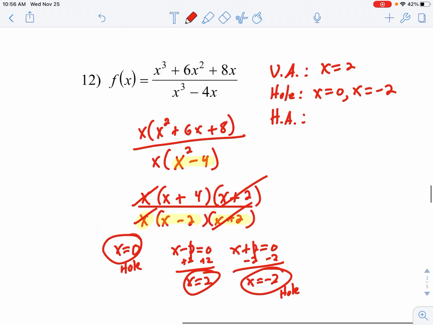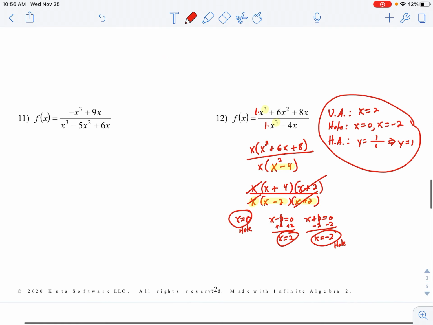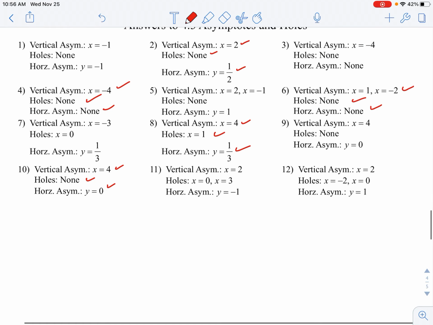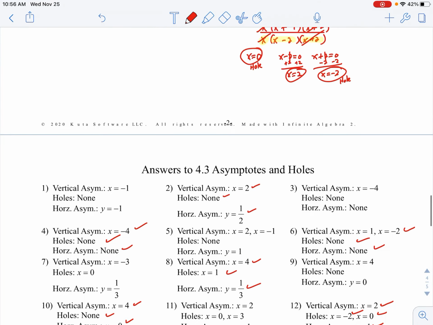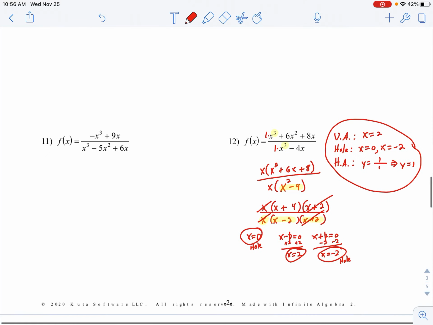For horizontal asymptote, the degree of the top is 3, degree of the bottom is 3, so this is where I make a fraction out of the lead coefficients, which are both 1. 1 over 1 gives me y equals 1. So my answer had better look like that. Right, right, right, and right. All good.